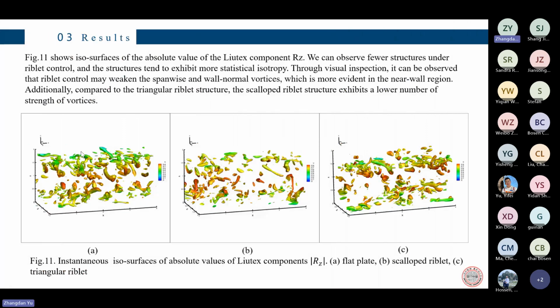Figure 11 shows the isosurface of the absolute value of the Liutex component Rz. We can observe fewer structures under the riblet control, and the structures tend to exhibit more statistical isotropy. Through visual inspection, it can be observed that riblet control may weaken the spanwise and wall normal vortices, which is more evident in the near wall region. Additionally, compared to the triangular riblet structure, the scalloped riblet structure exhibits a lower number of strands of vortices.